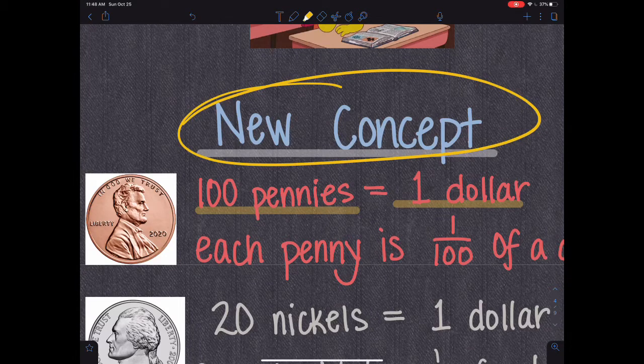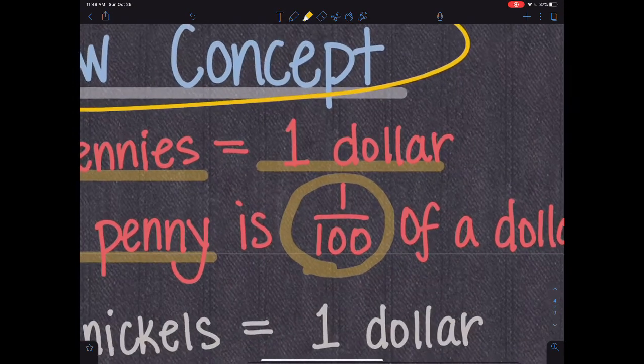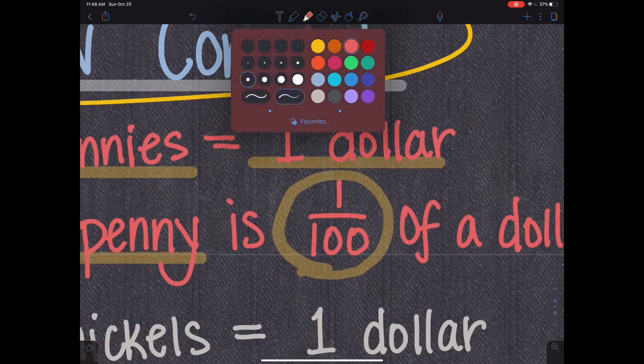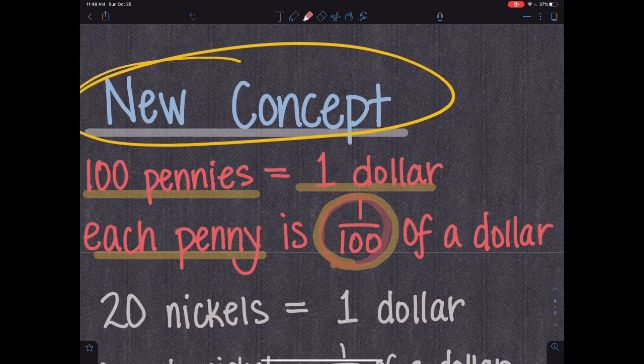So what does that mean? That means that each penny, if you look at one penny, each penny is 1/100th of a dollar. So when we're talking about pennies, the fraction that is important is this 1/100th, because there are 100 pennies in the dollar, so 100 goes in the denominator, and because we're only talking about 1 penny, then 1 penny goes in the numerator.